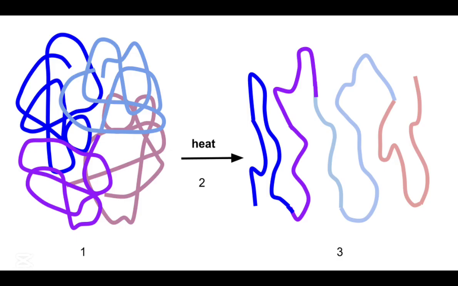Like cooking an egg. Exactly. The heat causes the proteins to unfold and clump together. That's what changes the texture. Ah, denaturation. I remember that word. So when a protein loses its shape, it can't do its job anymore. Game over. Pretty much. Denaturation can happen from heat, changes in pH, or even exposure to certain chemicals.